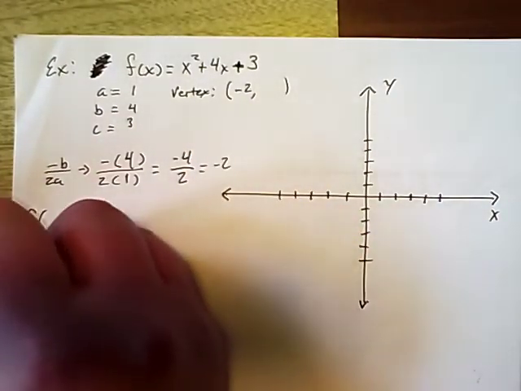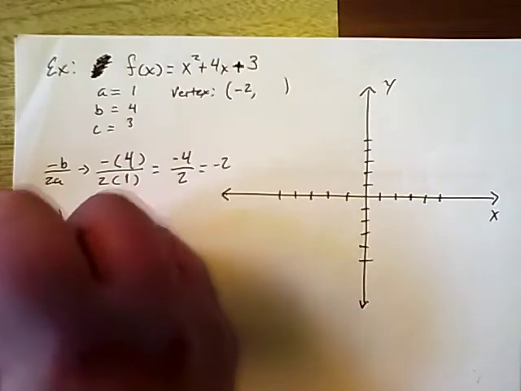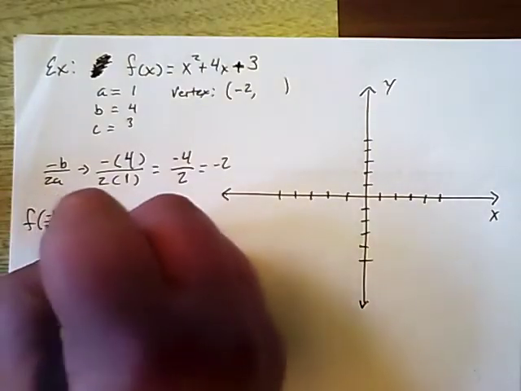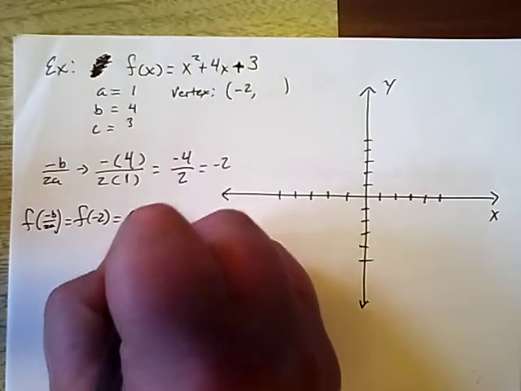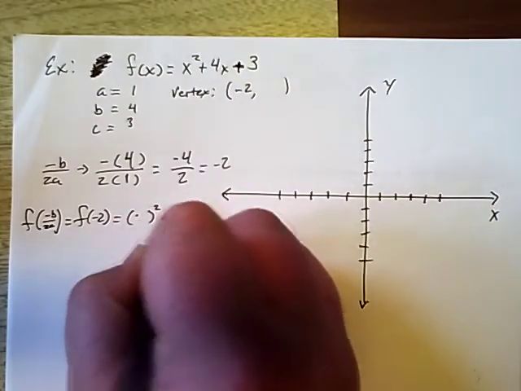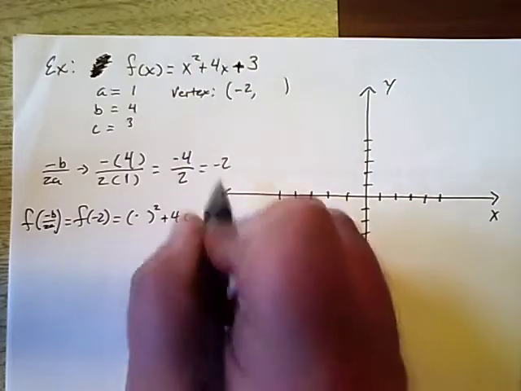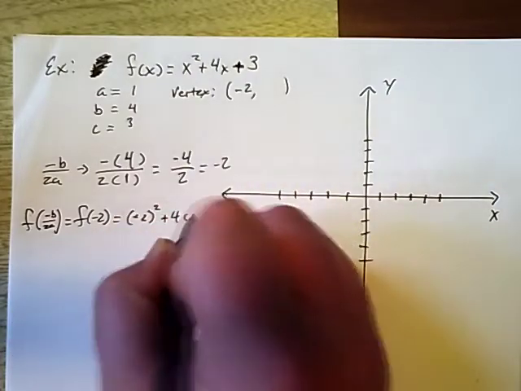All right, so f of negative b over 2a really says f of negative 2. And f of negative 2 gives me x squared plus 4x plus 3. And then we can put my negative 2 in there.